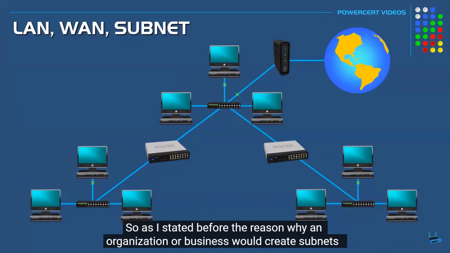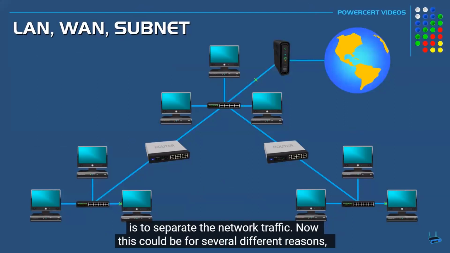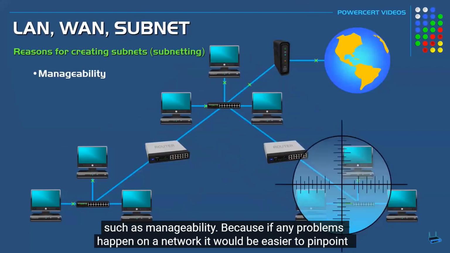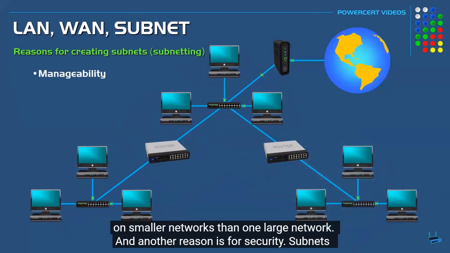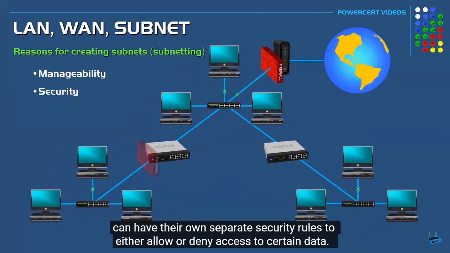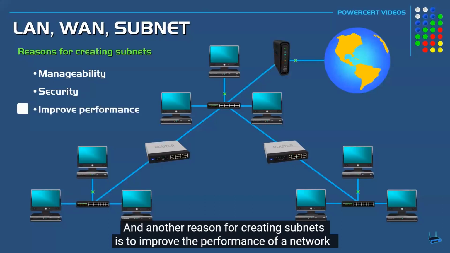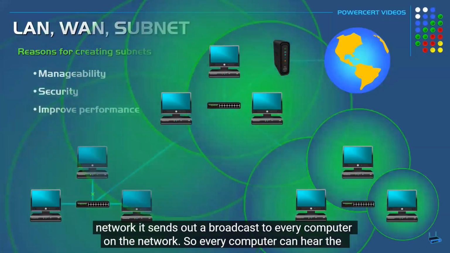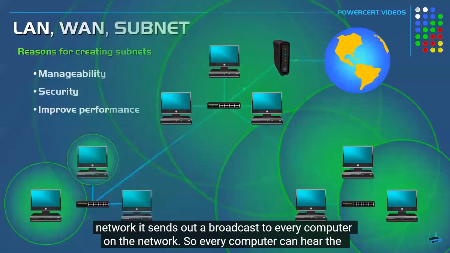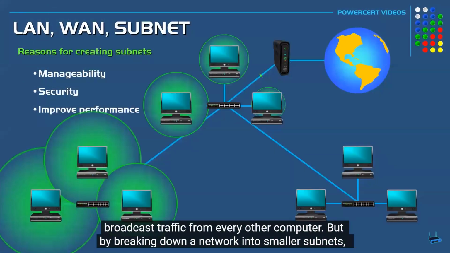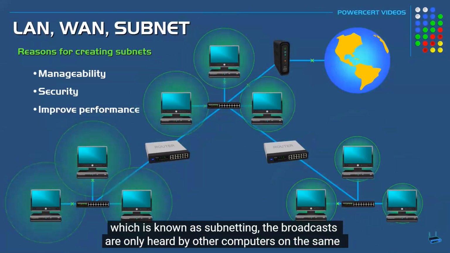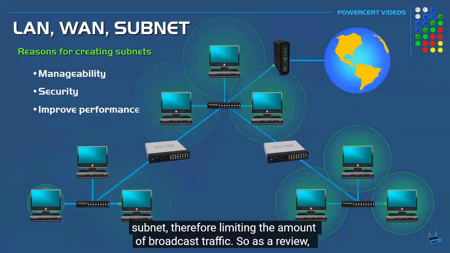As I stated before, the reason why an organization or business would create subnets is to separate the network traffic. This could be for several different reasons, such as manageability, because if any problems happen on a network, it would be easier to pinpoint on smaller networks than one large network. Another reason is security. Subnets can have their own separate security rules to either allow or deny access to certain data. Another reason for creating subnets is to improve the performance of a network by controlling broadcast traffic. When a computer wants to communicate with other computers on a network, it sends out a broadcast to every computer on the network. So every computer can hear the broadcast traffic from every other computer. But by breaking down a network into smaller subnets, which is known as subnetting, the broadcasts are only heard by other computers on the same subnet, therefore limiting the amount of broadcast traffic.